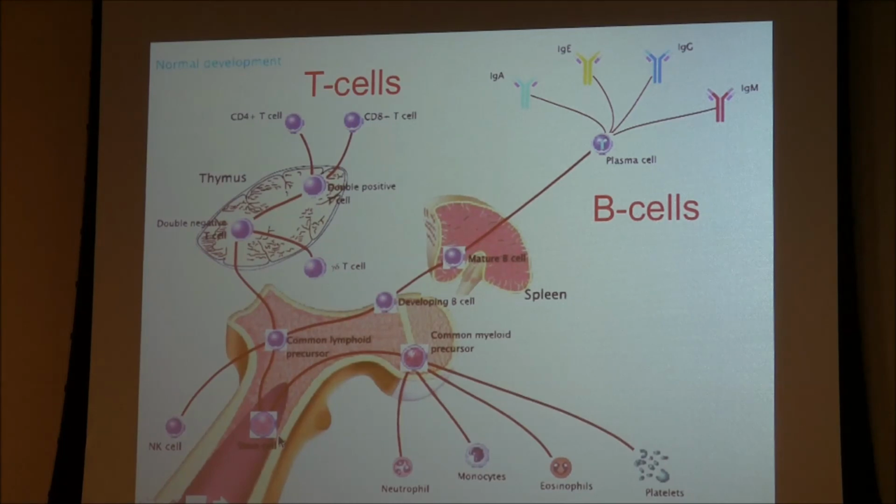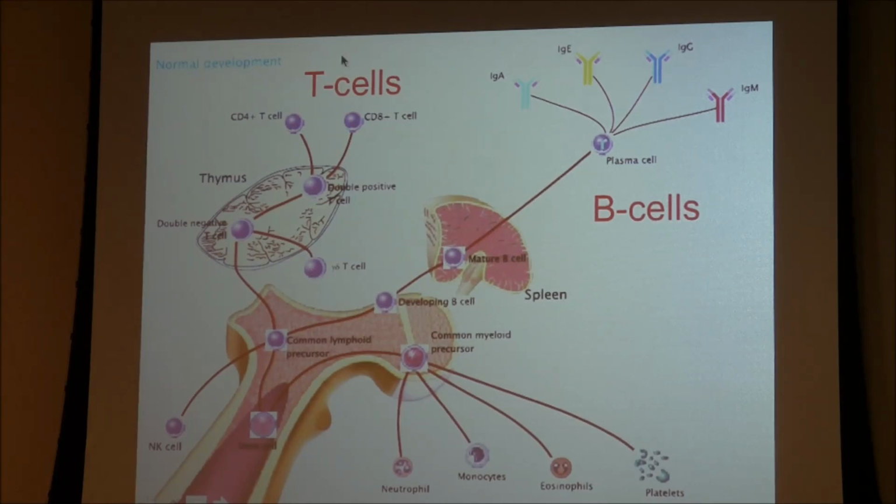So immature immune cells grow in the bone marrow, leave the bone marrow, and go to the thymic gland, which is located in front of the heart, or to the spleen. This is a very complicated situation in which immature cells get out of the bone marrow, go to the spleen, where they become B cells, and go to the thymus, where they develop into T cells.